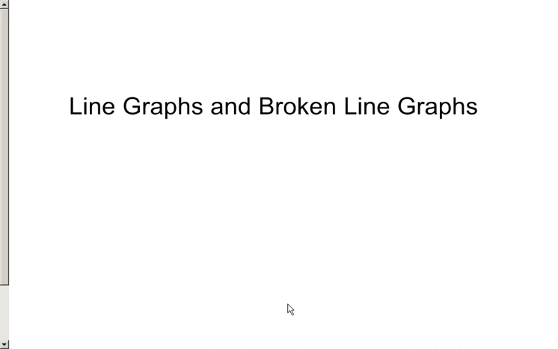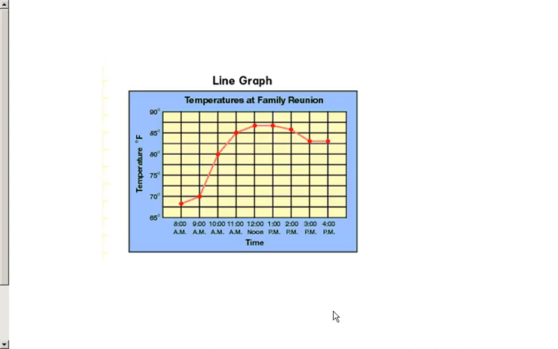Hi, we are ready to look at our next data lesson, and it is on line graphs and broken line graphs. Line graphs are used to display information that shows a trend or compares changes over time. Line graphs are often called broken line graphs. So let's look at a line graph or broken line graph.